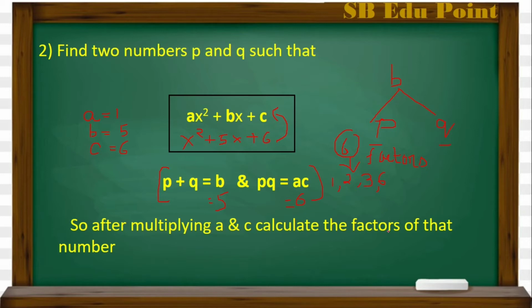Next, you need to look at these factors and take out two numbers such that the sum will be equal to 5 and the product will be equal to 6. So I can take these two factors, 3 and 2. So my two numbers, 3 and 2, will be the terms after splitting the middle term. When I split my middle term, I'll get these two numbers.